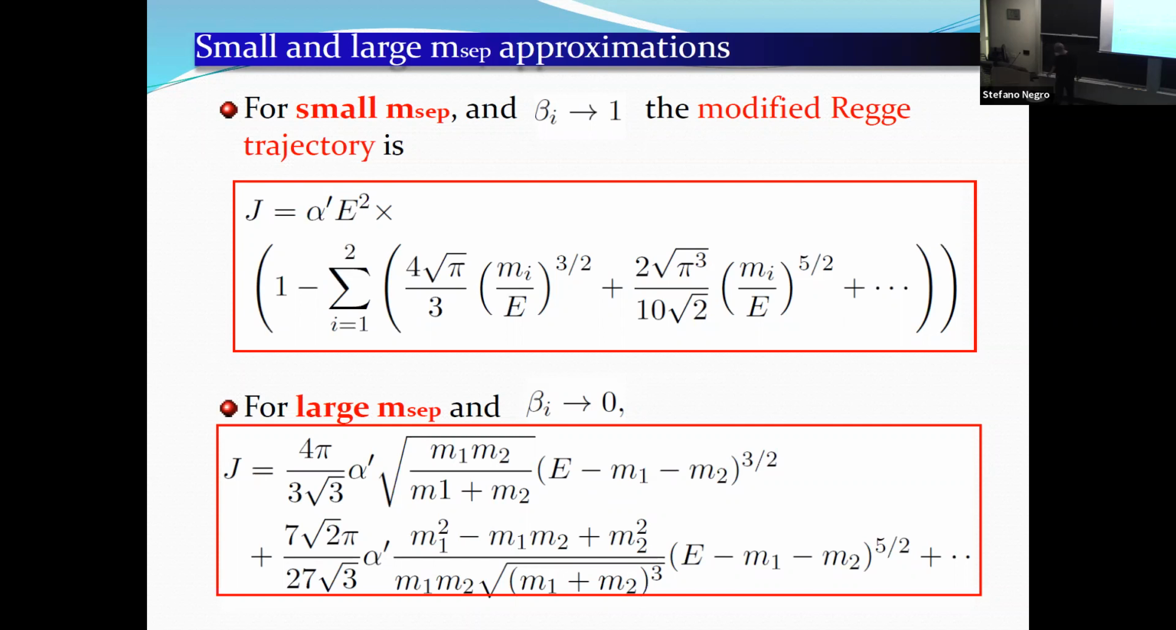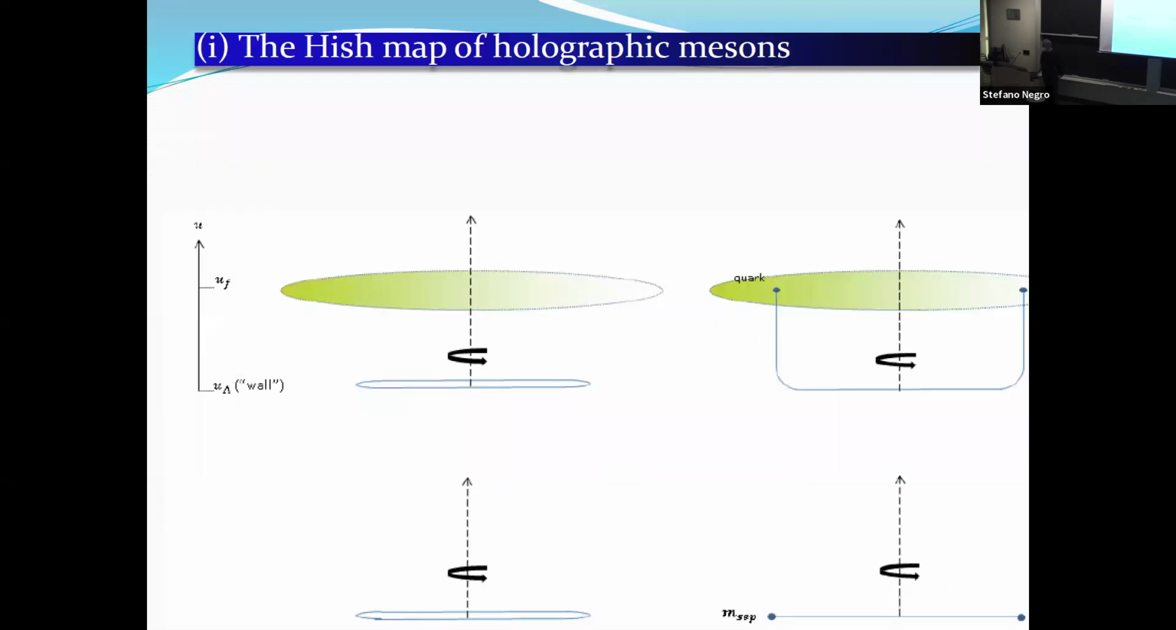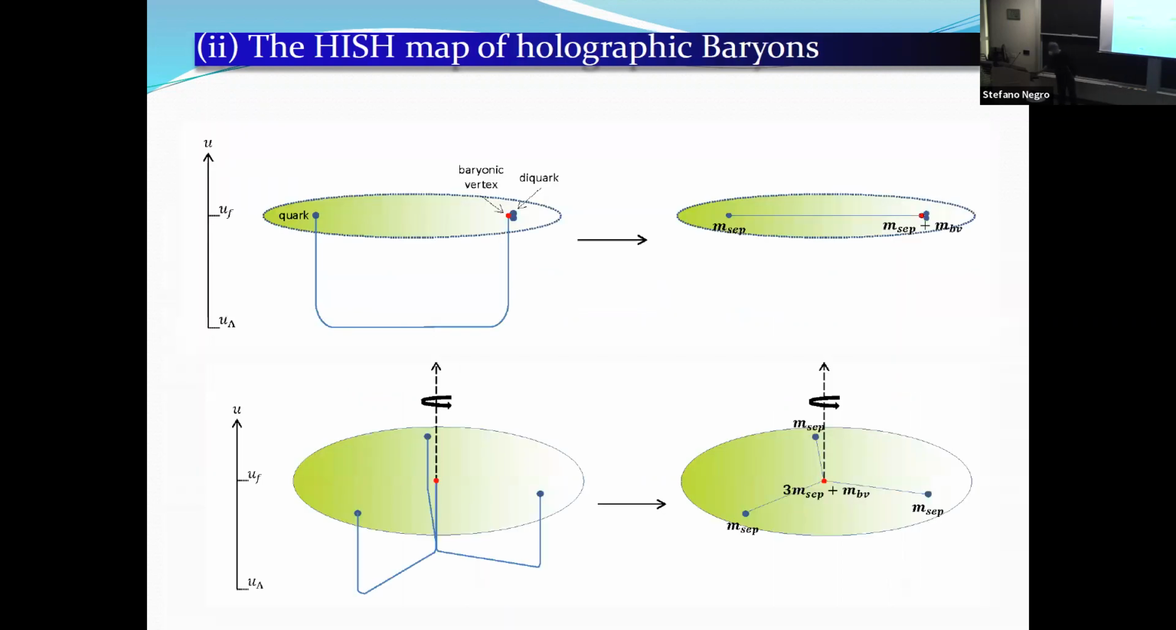But I want to emphasize that later when I do the fits, in the fits we use the general expression, we don't use the limits. So this will be, for instance, again, the map of the holographic configuration to a flat string. And for the baryon, it will be either a symmetric object, which for n equal to 3 will be that Y shape, or asymmetric, which will be a quark-diquark.